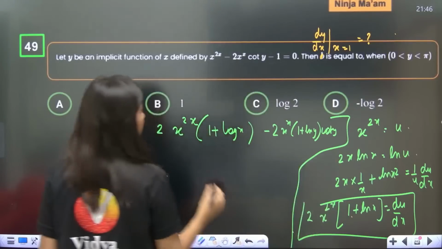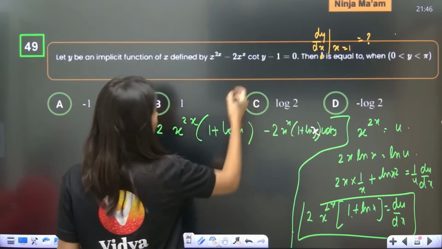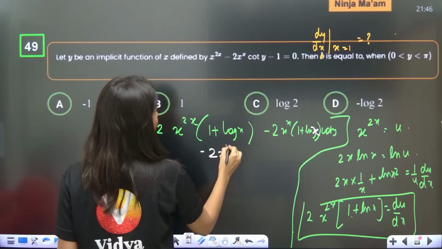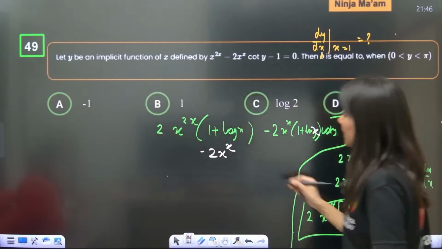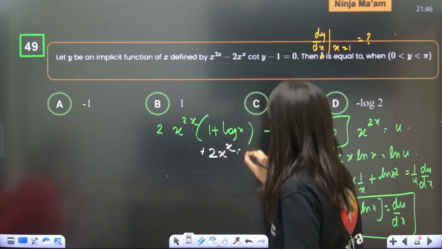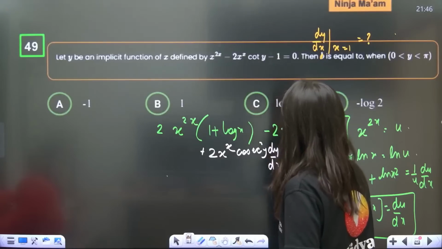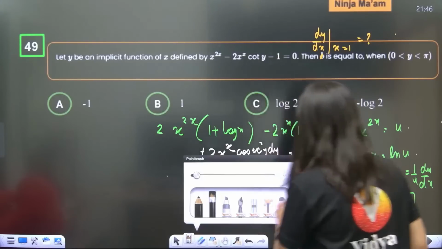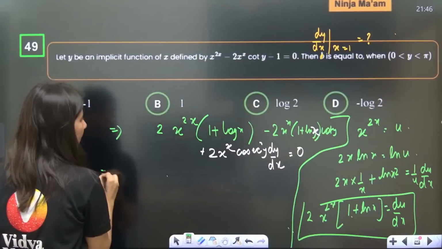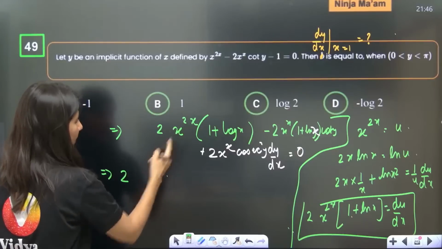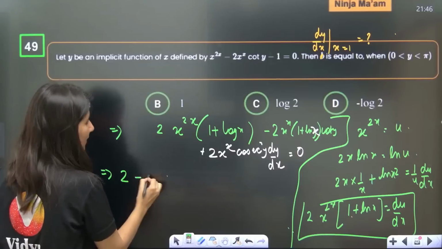Now this time, what we have done is this is log x. This time, minus 2 x power x is kept constant. Derivative of cot y is minus cosec square y dy by dx, and that's it, equals to 0. Now put x equals to 1. So if you put x equals to 1, this is 2, and x equals to 1 power whatever is also 1, so this is just 2 minus 2.